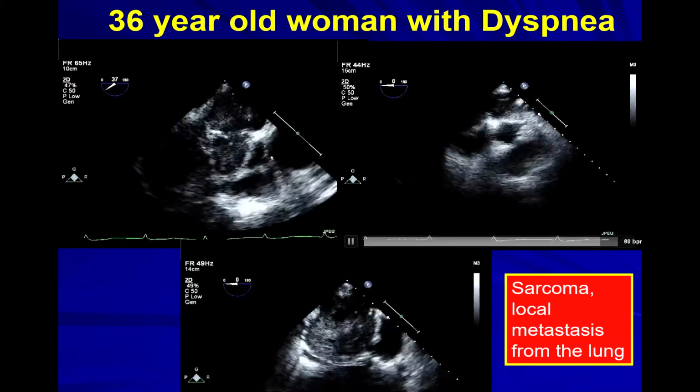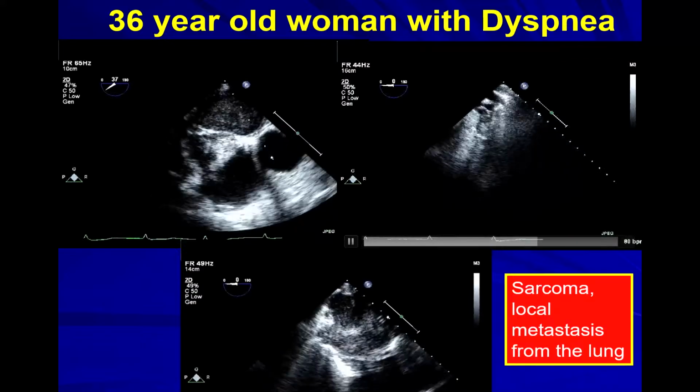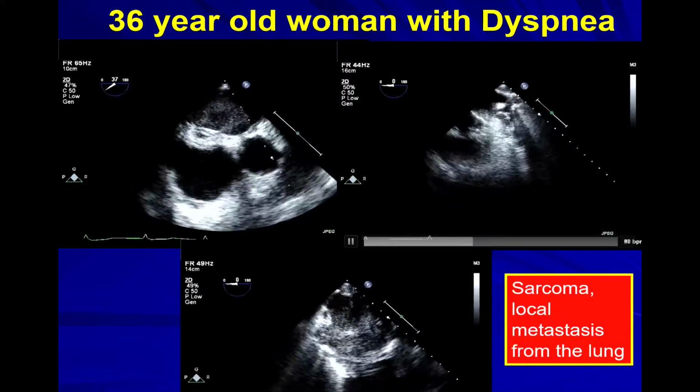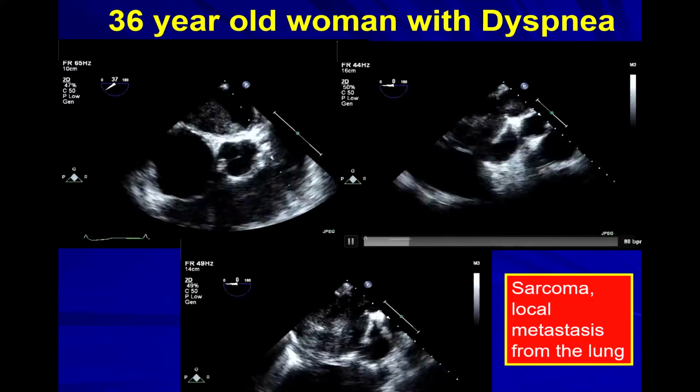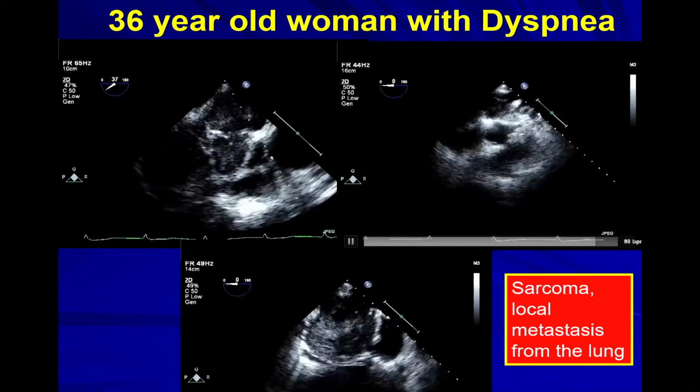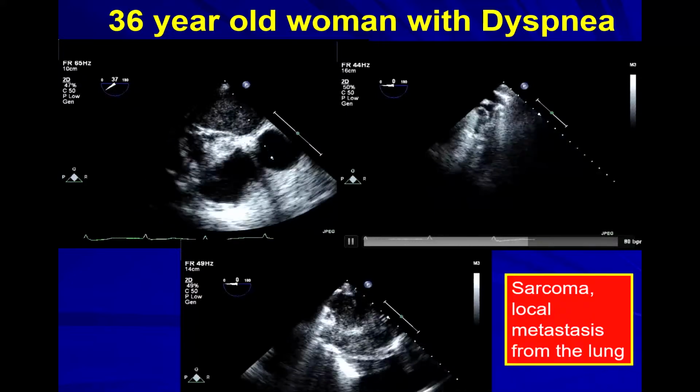This is classic for hematogenous spread from somewhere within the chest, usually the lungs, and this was a sarcoma coming from the lung. She had a known lung sarcoma and was coming for resection of this tumor.